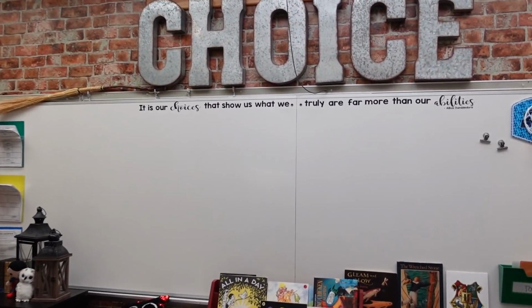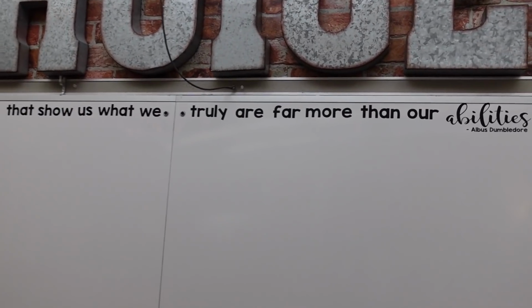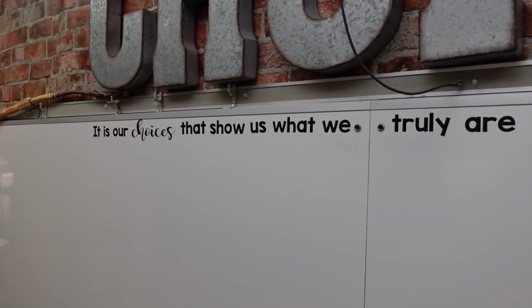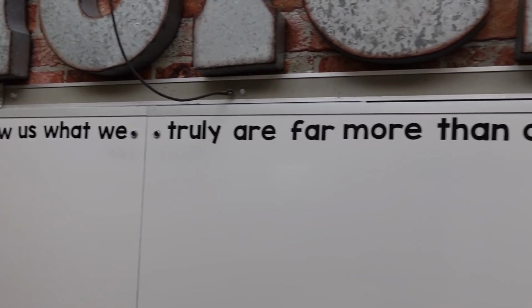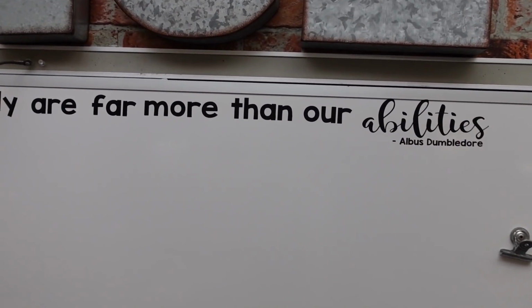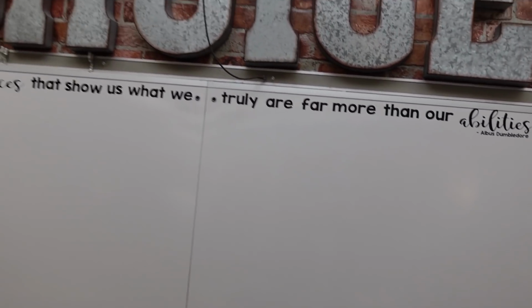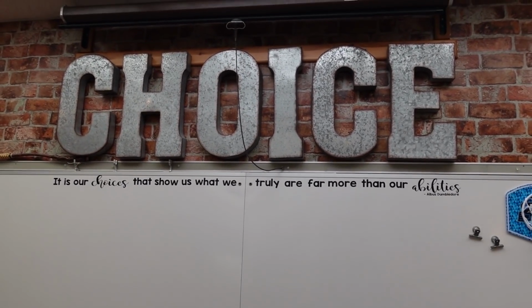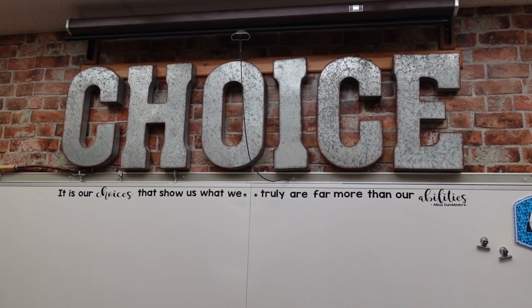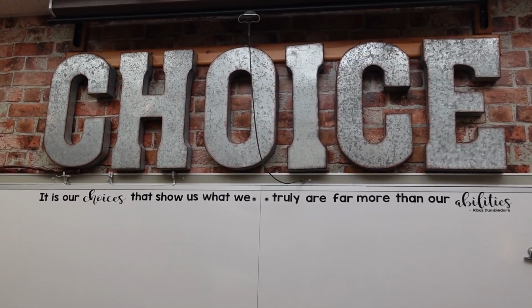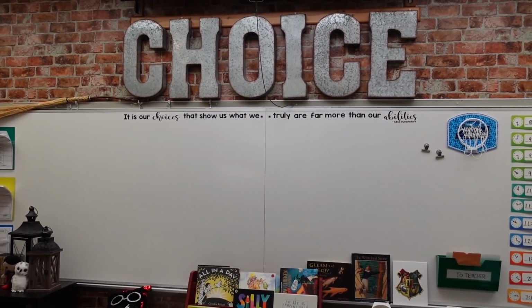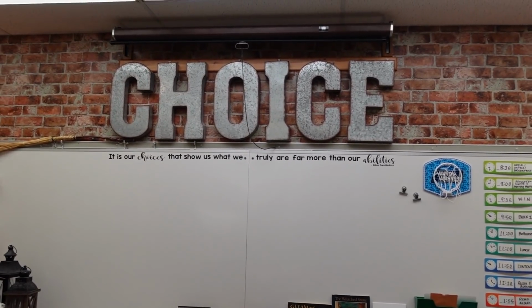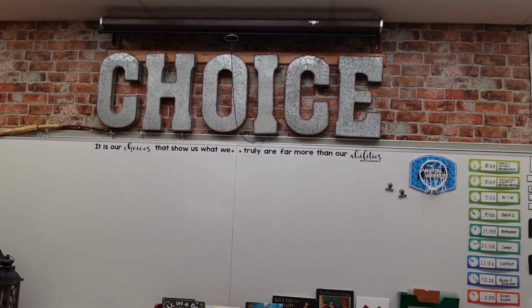So I've used vinyl before. Actually, I used it right when I first got this classroom, and you can see it right here. It says, "It is our choices that show us what we truly are, far more than our abilities." And that's from an Albus Dumbledore quote, and it's mainly supposed to go with our choice that we have up here, because we really believe in offering choice, but also knowing that we all have choices in how we act. So I placed that up there, but there's a few things that I'm still missing.